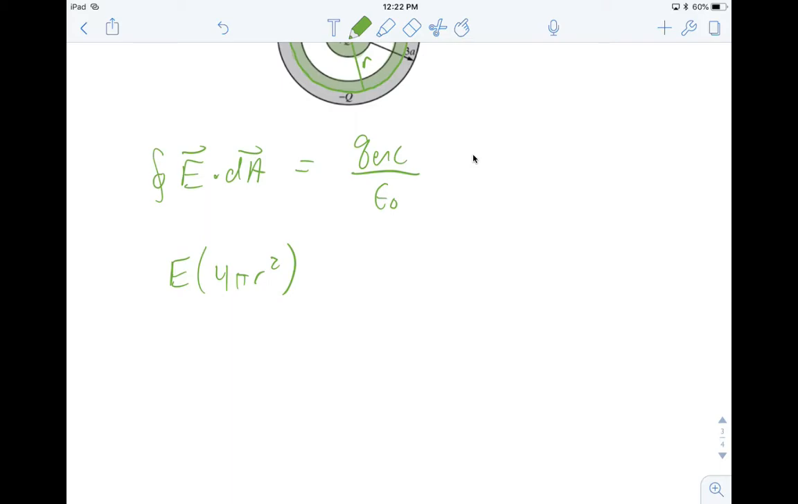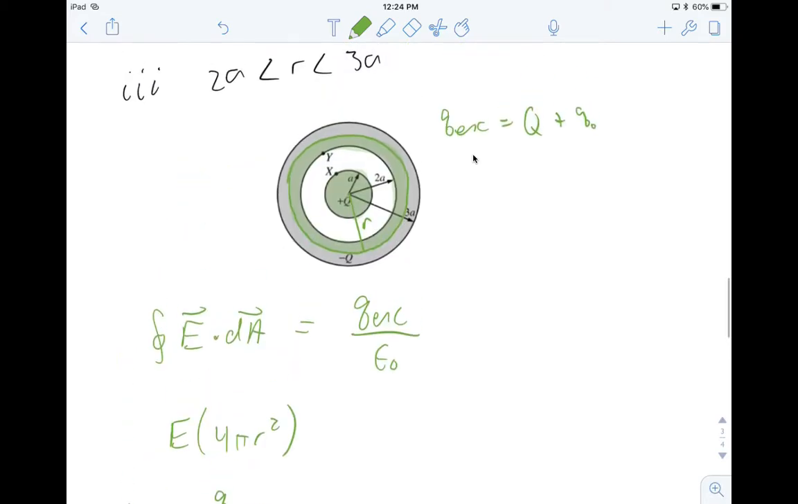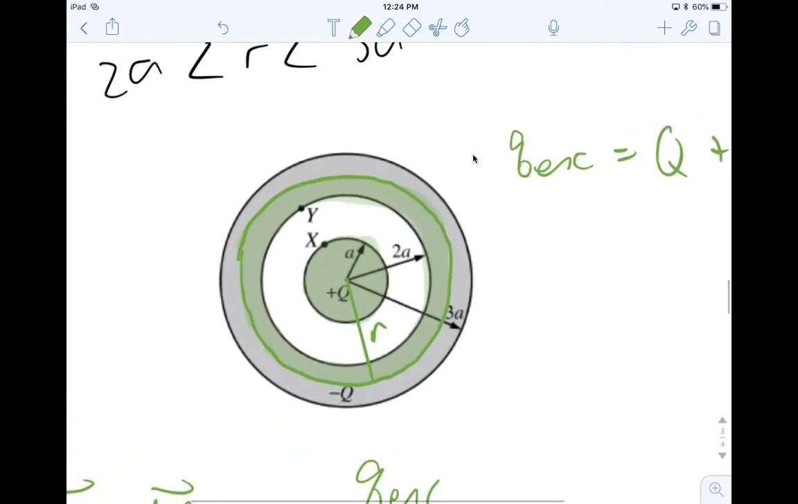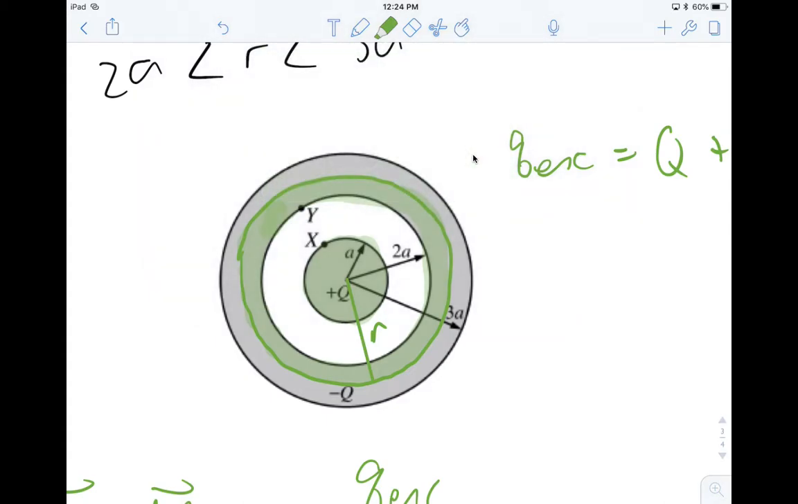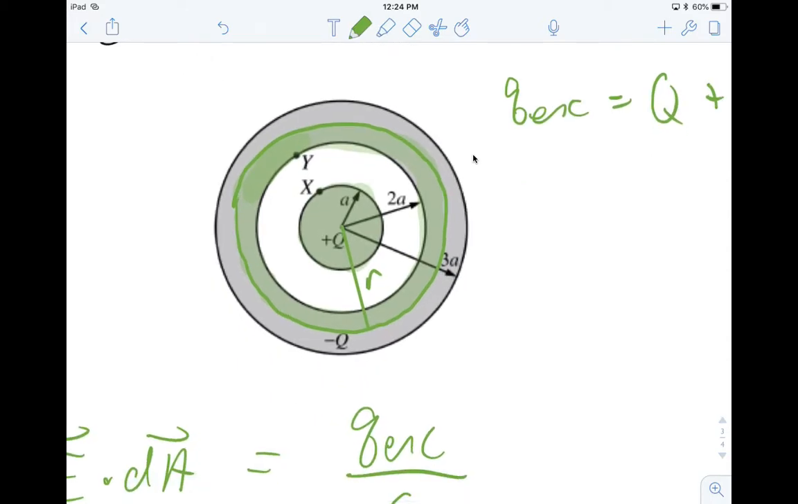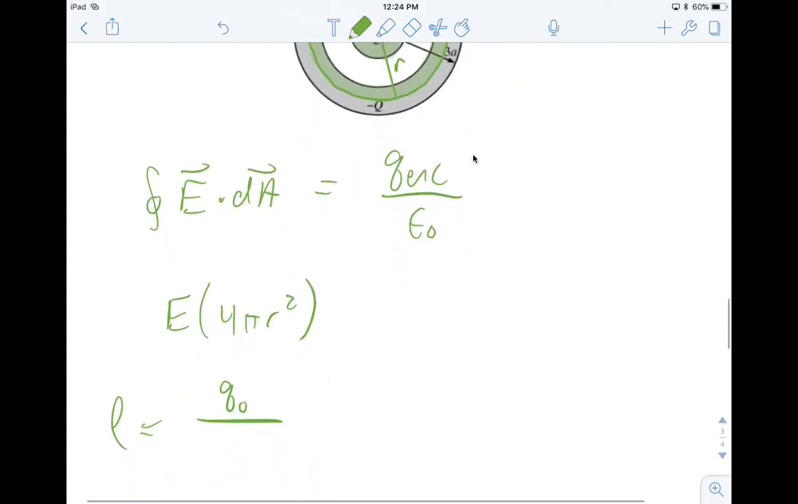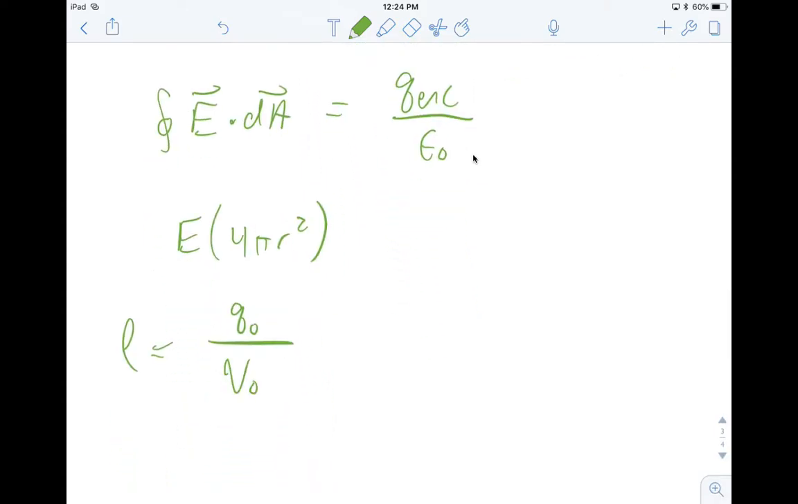Again, the charge is uniformly distributed, so rho is a constant. Rho is equal to the amount of charge that we want, Q outer, divided by that green piece of volume, this part that I've highlighted. We have to be careful when we do that volume. So volume outer is equal to all of that outer shell charge, which is negative Q, divided by the total volume outside.